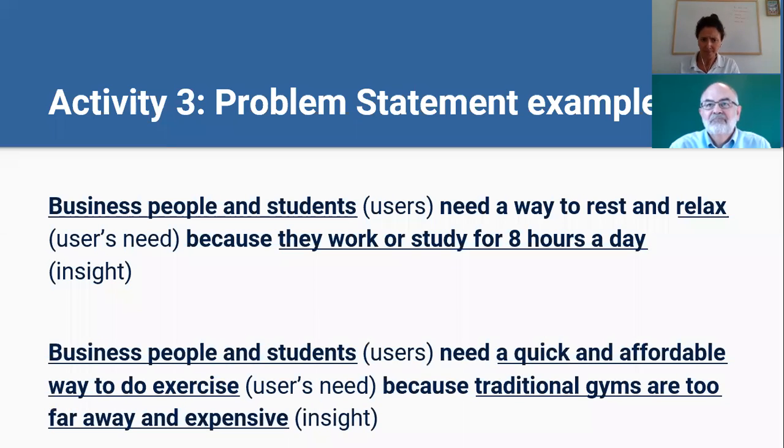That's one example. Another one could be business people and students need a quick and affordable way to do exercise. That's the need. They want to exercise more because traditional gyms are too far away and expensive. That's the insight. That's what we found out by asking the questions and putting ourselves in their shoes. So the need is they'd like to exercise more. The problem or the insight is actually the gyms are too far away and are expensive, so they cannot do what they need and want.